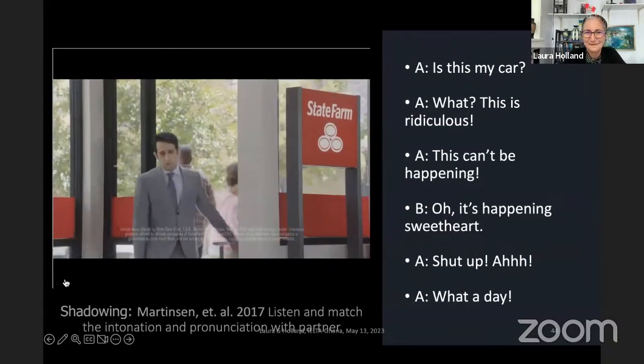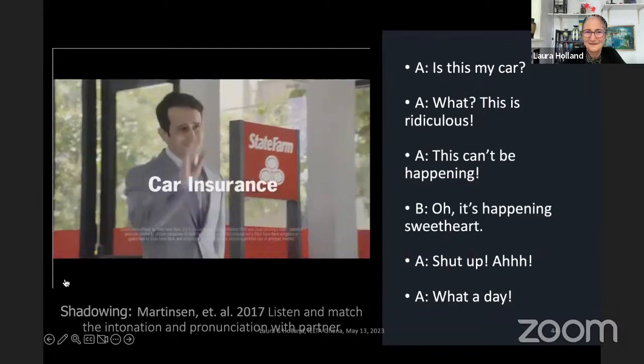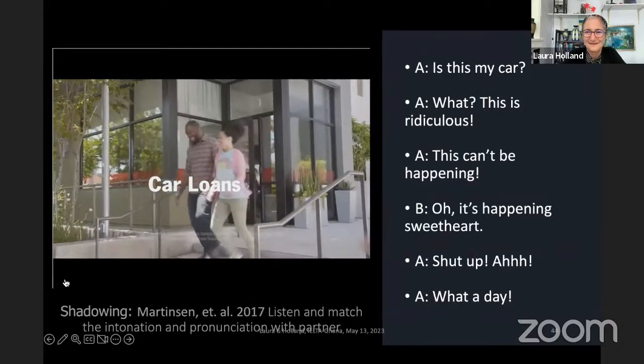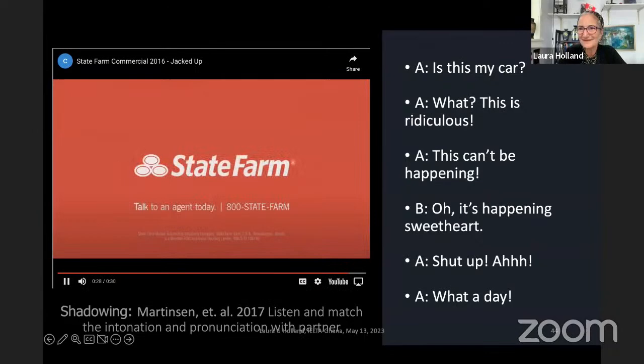That's why State Farm is there. What a day! With car insurance for when things go wrong, but also here with car loans to help life go right. State Farm.